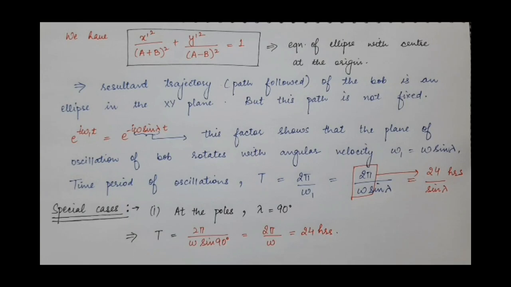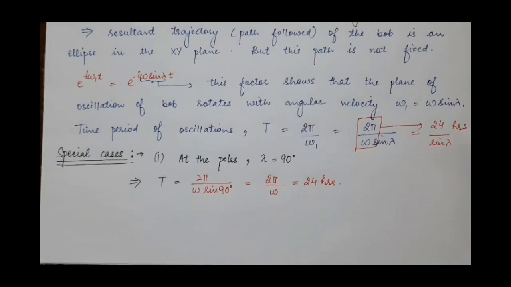So the time taken by Foucault's pendulum to complete one rotation, or one oscillation, is equal to the time taken by earth to complete one rotation about its axis when the Foucault's pendulum is placed at the poles. Or in other words, you can also say that the time period of oscillation of the pendulum is 24 hours. It means the plane of oscillation of the Foucault's pendulum rotates only once in 24 hours.